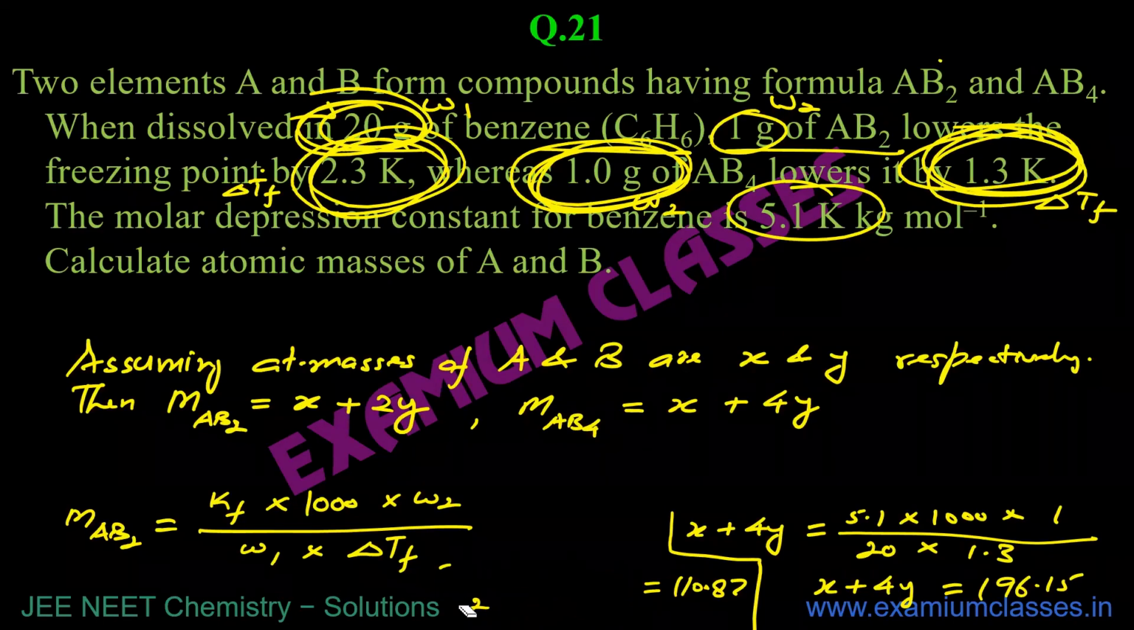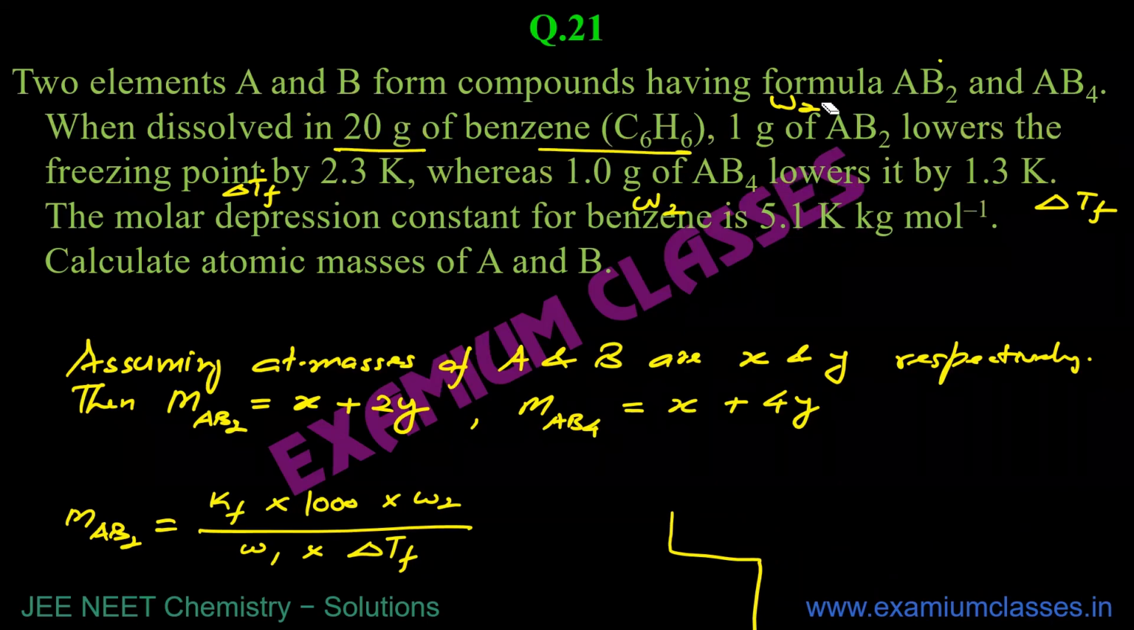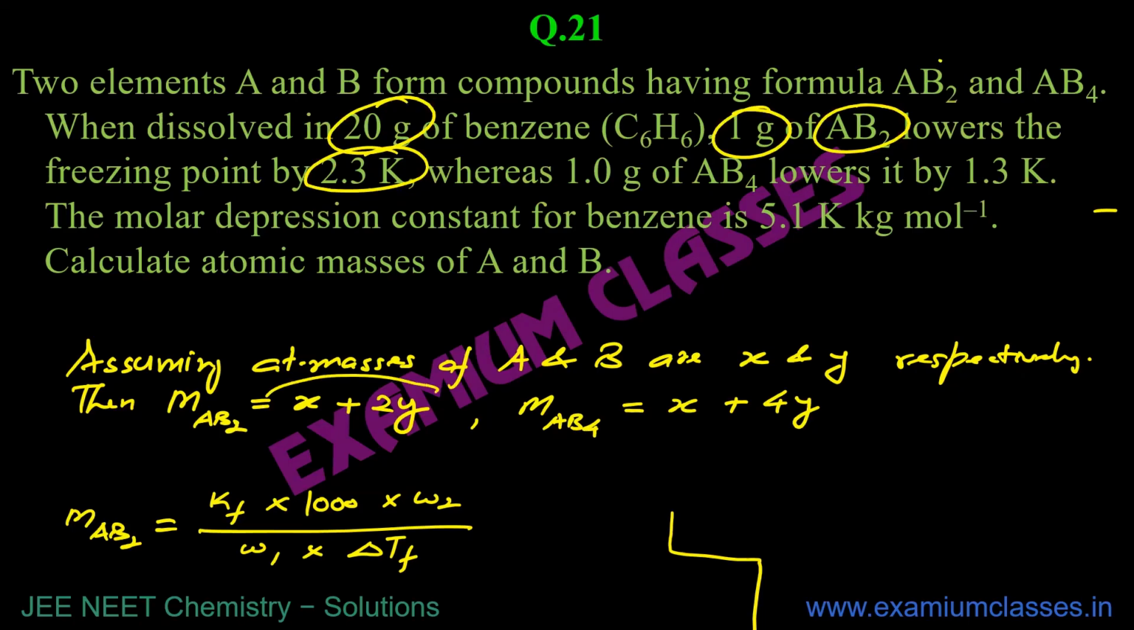I have just substituted the values. For the first case, remember, I am talking about the first case. The first case is you have 1 gram of AB2 in 20 grams of benzene, and the depression in freezing point is 2.3. So here I have obtained the molar mass of AB2 in terms of atomic masses. So I have applied the formula. So here I will substitute all the values.